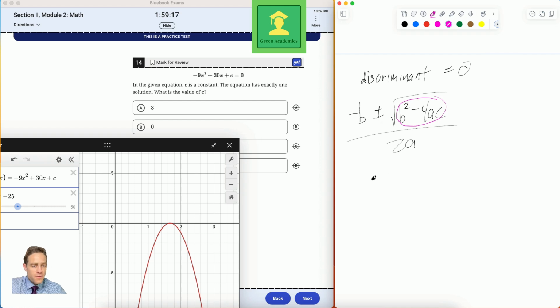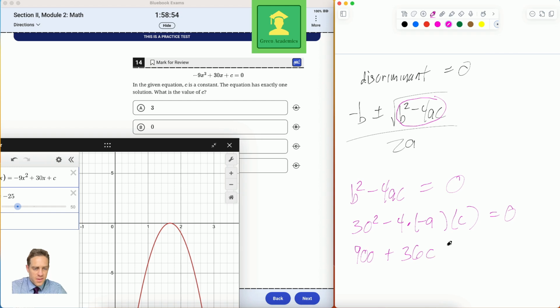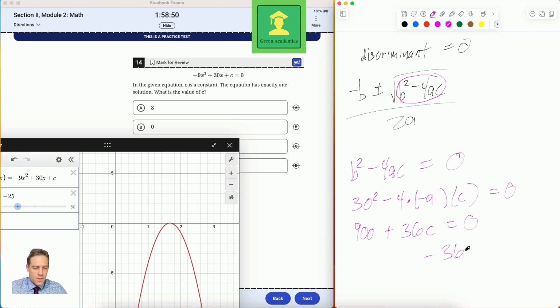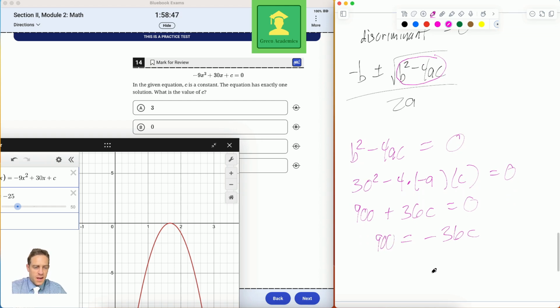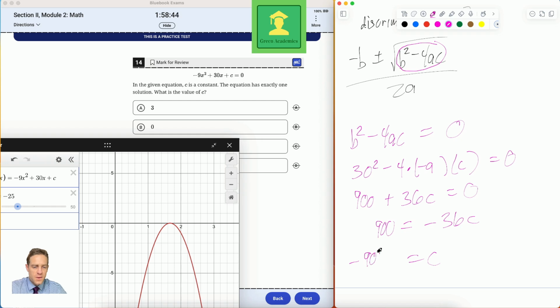So b squared minus 4ac has to equal 0 for there to be exactly one x-intercept in a second degree polynomial. So here that would be 30 squared minus 4 times negative 9 times c equaling 0, which is 900 plus 36c equaling 0. So negative 36c is 900, and c is this quotient, which is negative 25.